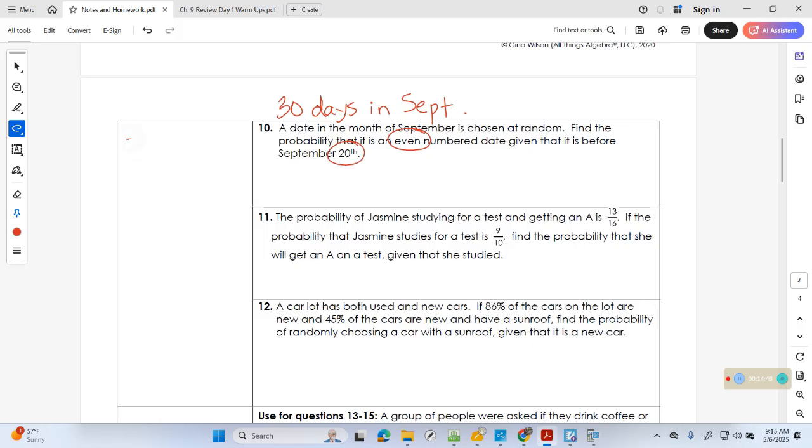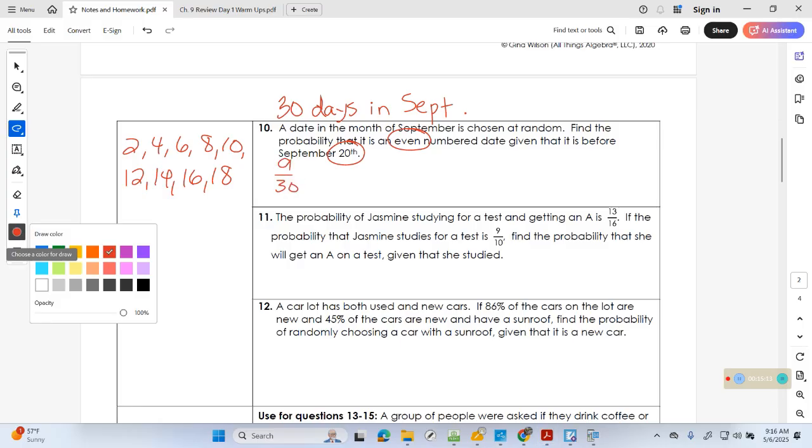So you can list them. 2, 4, 6, 8, 10, 12, I'm still going, 14, 16, 18. Now, the wording says before the 20th. Can I count the 20th? No. Okay, count them up. How many are there? 9, so 9 out of 30.